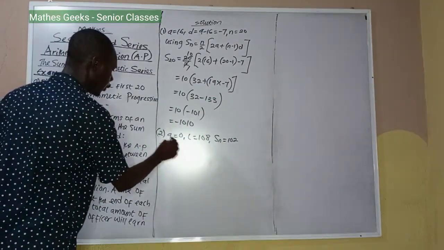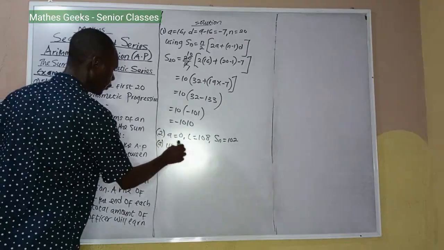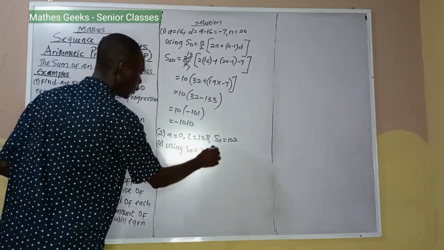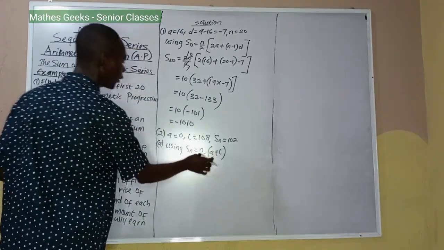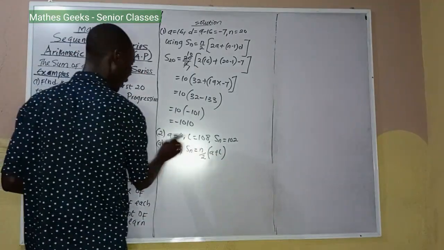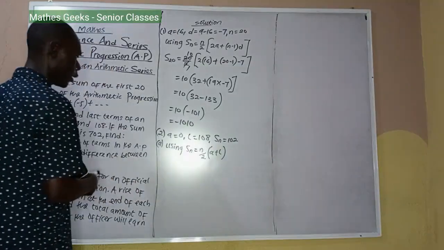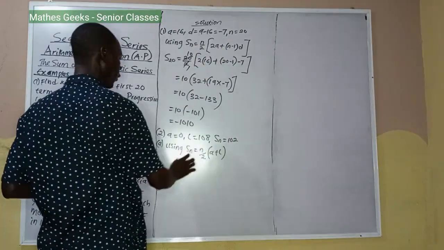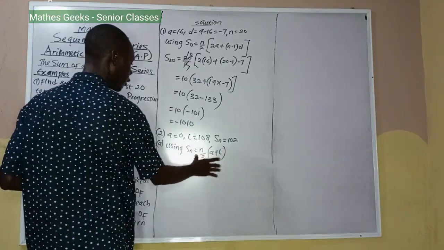So using Sn is equal to n over 2 times a plus l. We are using this formula because we're given the first and the last terms. If the last term is not given, then the other formula is to be used. But when the last term is given, this is the formula to be used.